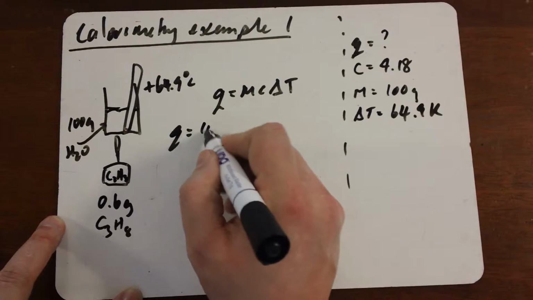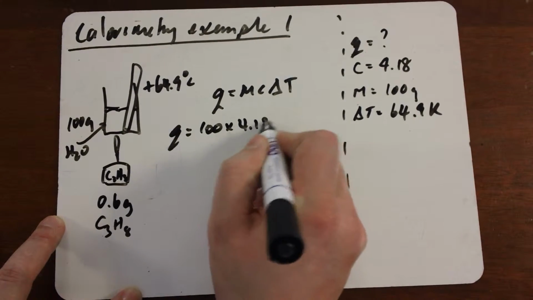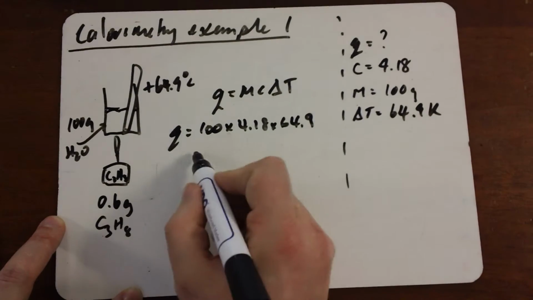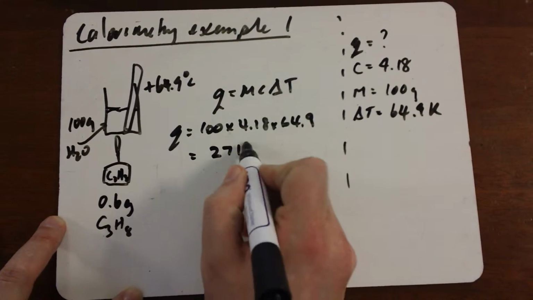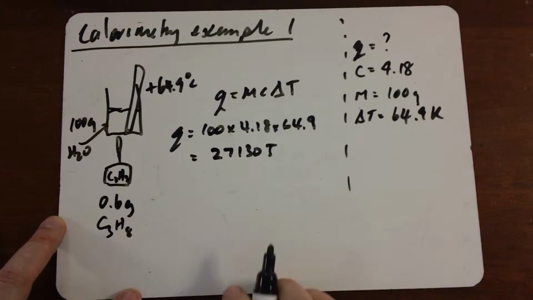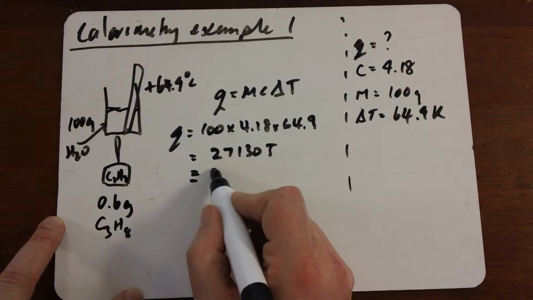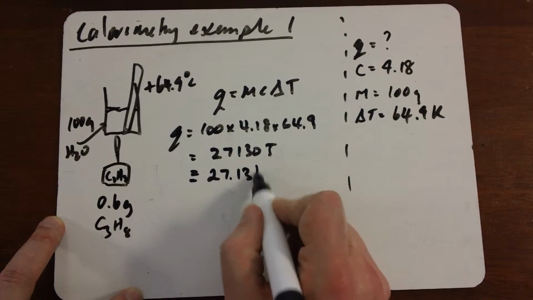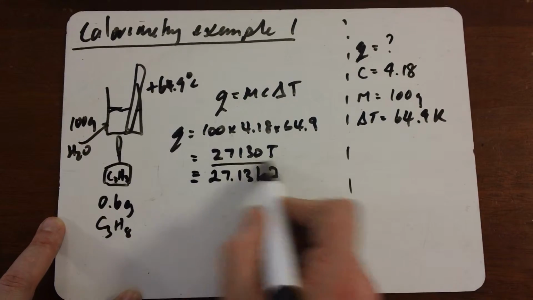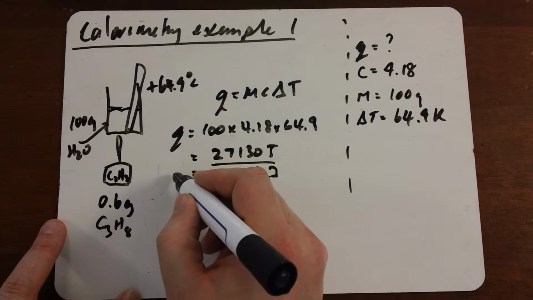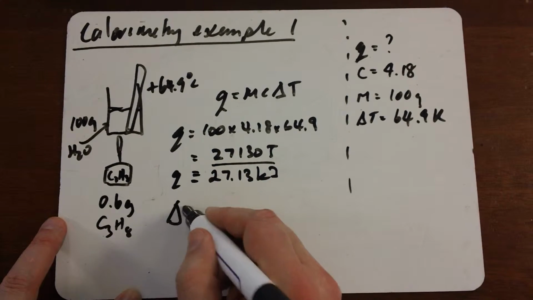So Q is going to be equal to 100 times 4.18 times 64.9. And we get 2713 joules, rounded. This is the same as 27.13 kilojoules if you want to round it at this point, because we need to change it into kilojoules for the next step.